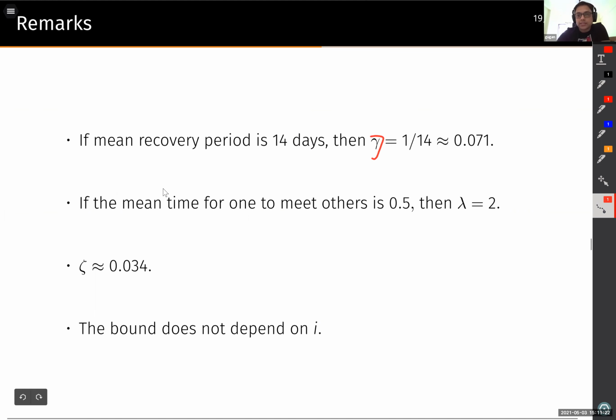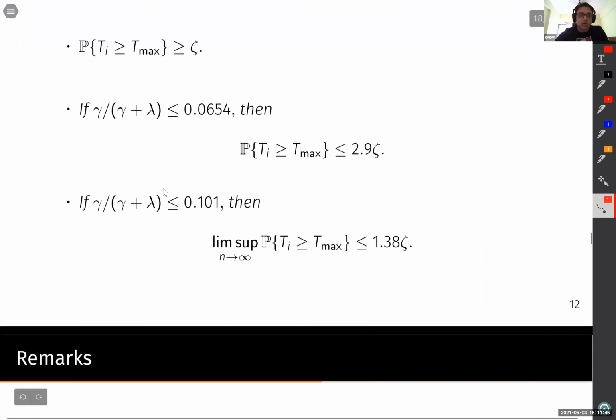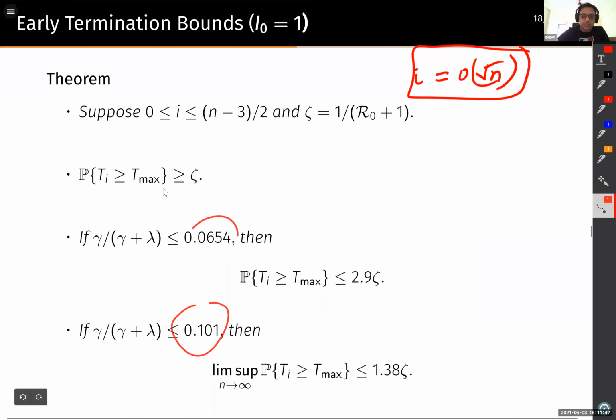And from this one can see that gamma is roughly 0.071, and if we assume that lambda is 2, which means that the mean time for one person to meet another person is 0.5. So basically you meet two persons in a day, right? Because lambda is 2, one can see that this value of zeta is actually 0.34, which is well within these upper bounds.